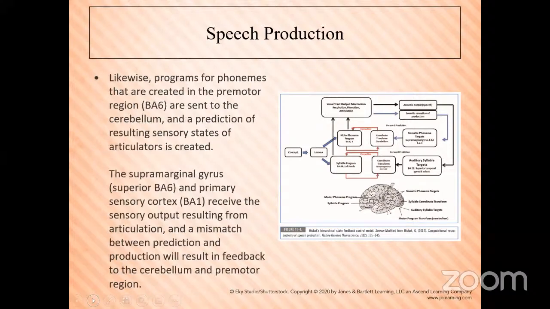Programs for phonemes that are created in the premotor region are sent to the cerebellum, and a prediction of resulting sensory states of articulation is created. So, what are the important areas? Supramarginal gyrus, the primary sensory cortex. They receive sensory output resulting from articulation, and a mismatch between the prediction and production will result in a feedback to the cerebellum and premotor region for correction to take place. So it's a loop that goes on working relentlessly.